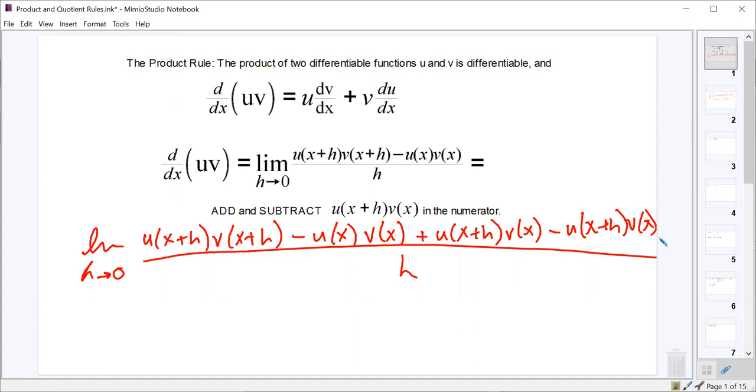Well, I can't just factor out U because this whole thing is like one term, right? U of x plus h, U of x, V of x plus h, V of x. Those are terms. The U itself is not really a term. The U of x plus h, though, is a term. So I can't just take a U out of it. So are there any of these terms in blue brackets that I'm putting in here that occur in every single one of them?